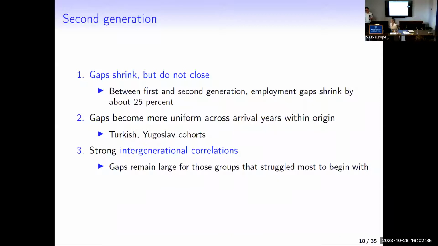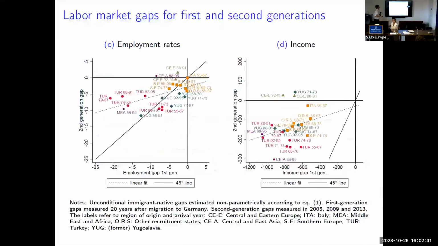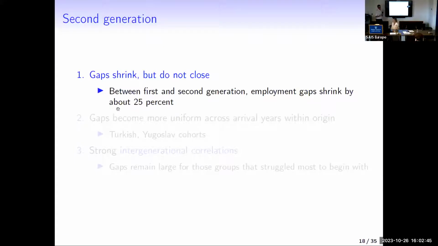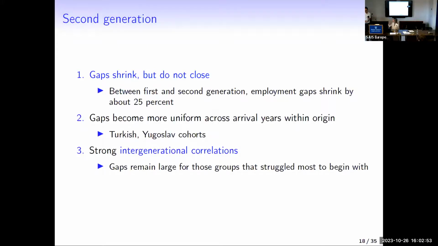And the last thing, which we already saw, is that there are strong intergenerational correlations, in the sense that those groups with large gaps in the first generation also tend to have large gaps in the second generation. So there is a relatively clear pattern: the gaps shrink, but the ordering between different groups remains relatively stable.